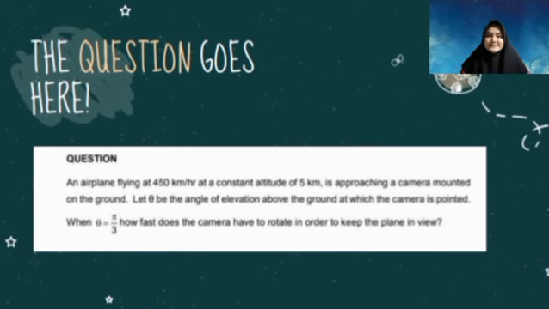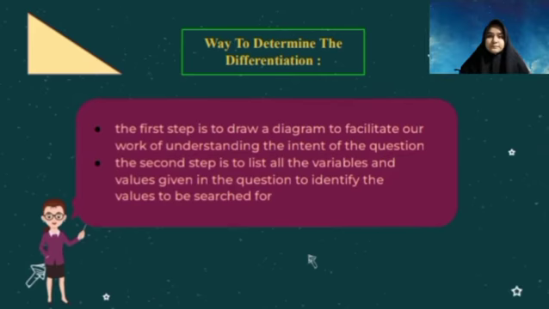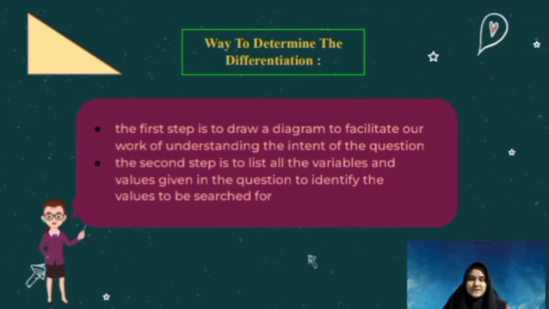Let's see and answer a question. An airplane flying at 450 km per hour at a constant altitude of 5 km is approaching a camera mounted on the ground. Let theta be the angle of elevation above the ground at which the camera is pointed. When theta is equal to pi over 3, how fast does the camera have to rotate in order to keep the plane in view? There is a way to determine the differentiation by several steps.